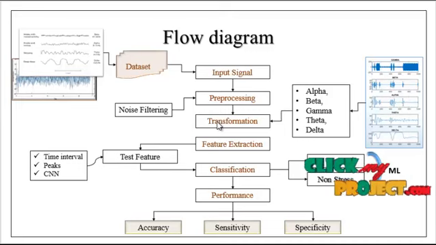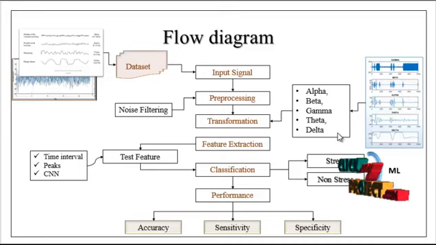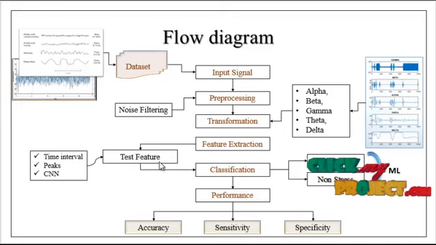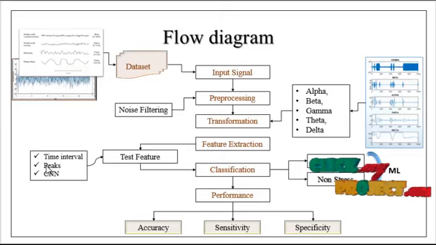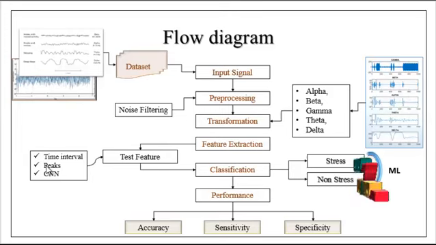In this transformation, we have the subband transformations like alpha, beta, gamma, theta and delta. These are the subbands present in the signals, so we have to extract these subbands from the signal. After the transformation, the feature extraction will be carried out. In this feature extraction, we extract the test feature from the signal by using the peaks, convolutional neural networks, and finally time intervals. These are the features we have to extract from the signals.